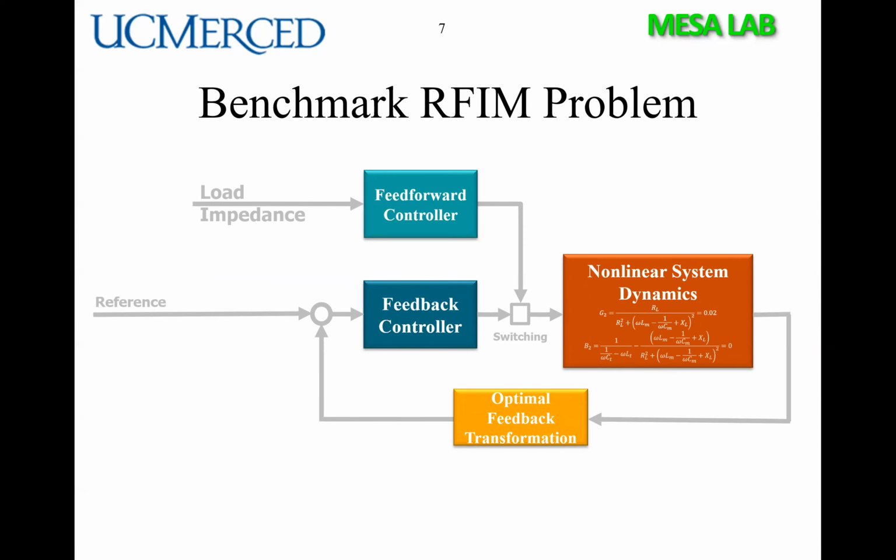Starting with the benchmark RFM problem from the literature, we have nonlinear system dynamics considering the real and imaginary part of the admittance as the feedback variables. And we have a feedback controller, and the optimal feedback transformation is the real and imaginary part of the admittance, which is another work from our group. And we are also utilizing the feed-forward controller with a switching mechanism depending on the reflection coefficient. And we try to control this benchmark RFM problem with feedback plus feed-forward control.